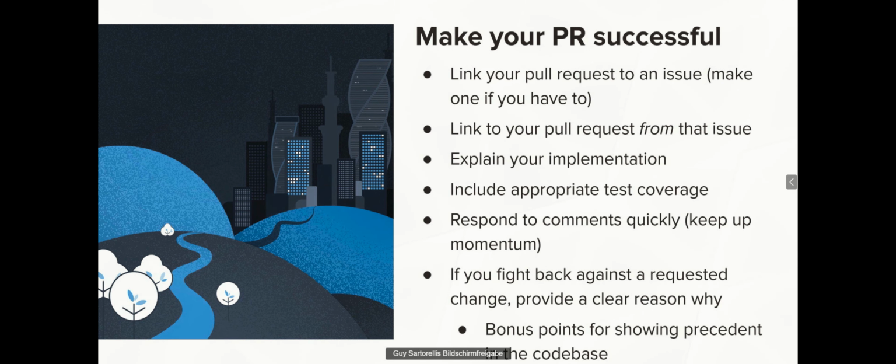You need to explain your implementation. So if there's anything that could be controversial or which isn't immediately self-explanatory in the context of the pull request, please add a comment to your own pull request explaining why you've done what you've done. The less clarification that we need to ask for when we're reviewing, the easier it will be to review your pull request and the quicker it will be to get merged.